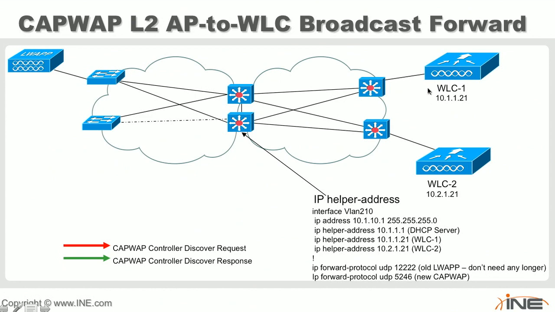But assuming that it's not the DHCP server, and we have a separate independent DHCP server, as we see down here with the IP address scheme, then when a DHCP request gets sent, it will get sent to the 10.1.1.1 DHCP server. It will also get sent to the 2 WLC IP addresses.